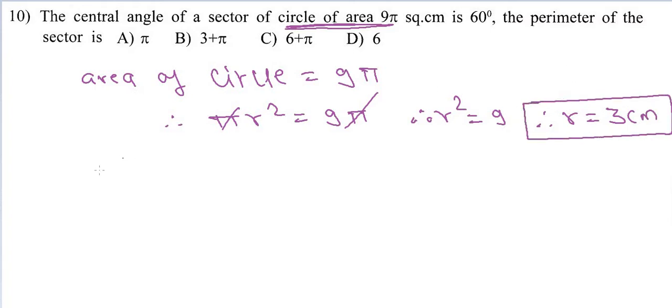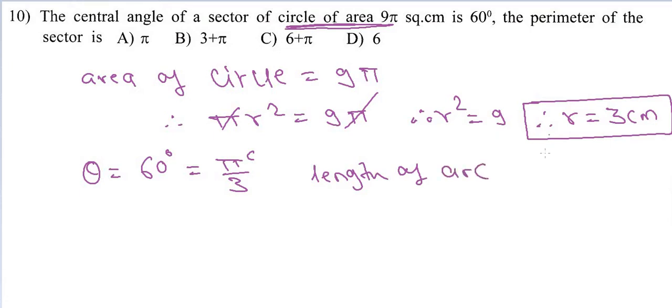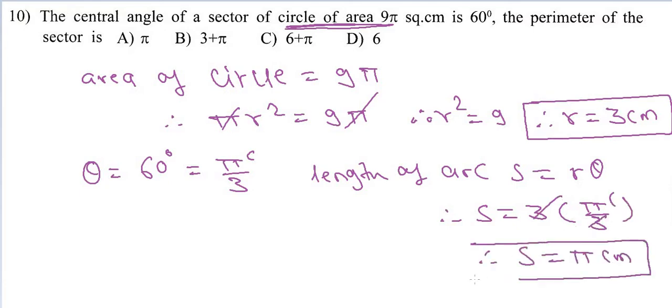Now next, the central angle is also given. Central angle theta is equal to 60 degree. We shall write it directly into radians now. You should also be able to write this directly. Pi by 3 radian. 60 degree is equal to pi by 3 radian. Then what is the perimeter of the sector? Now let us find S also. Length of arc S is equal to r into theta. Therefore S is equal to r, 3, into theta, pi by 3 radian. 3 gets cancelled. So S is equal to pi centimeter.